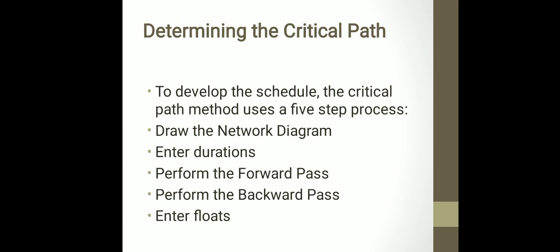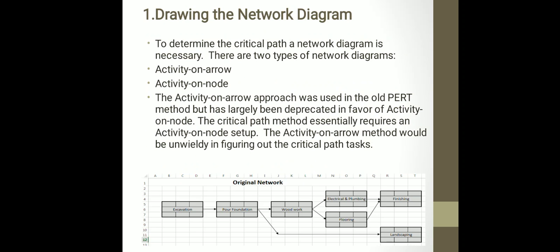Determining the critical path. It has mainly 6 steps. Number 1. Drawing the network diagram. To determine the critical path, a network diagram is necessary. There are two types of network diagrams. One is activity on arrow, next is activity on node.